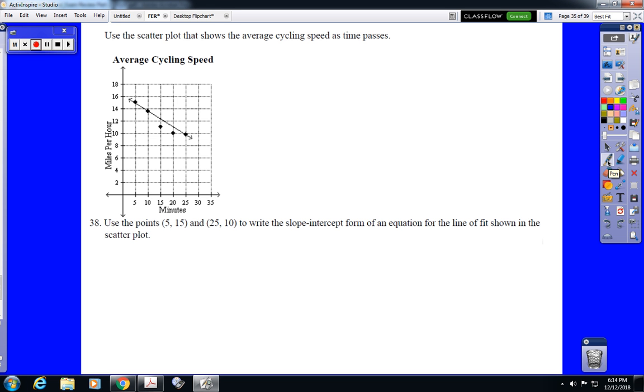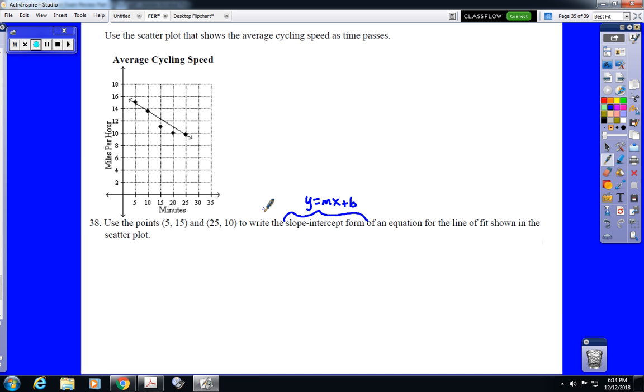Number 38 says use the points (5, 15) and (25, 10) to write the slope-intercept form of the equation, so that's the y equals mx plus b form for the line of fit shown in the scatter plot. Unfortunately, this is not as easy as you think it is because they gave us 2 points instead of a point and a slope, or the slope and the intercept. So to write slope-intercept form, we're going to need to first find the slope and then plug that number in along with one of the points and solve for y to find y equals mx plus b.